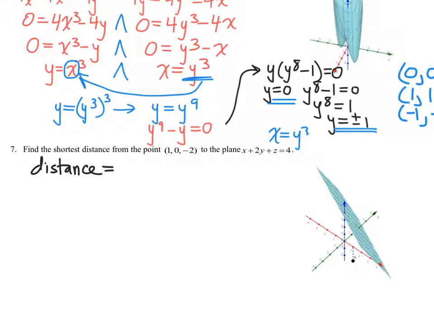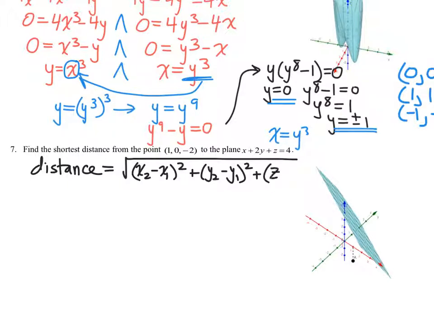Now it's 3 variables, so we're talking x sub 2 minus x sub 1 squared plus y sub 2 minus y sub 1 squared plus z sub 2 minus z sub 1 squared. All right. So we have our plane of x plus 2y plus z equals 4 and our coordinate. So what we have to do is define this in such a way that we're finding the distance between any point on the plane and that particular coordinate.